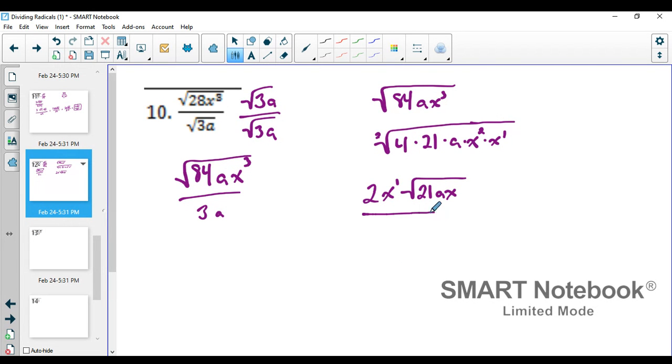And then just bring this 3a over. And this is the answer to that division problem, which seems like it's even more complicated, but that's what it simplifies to.